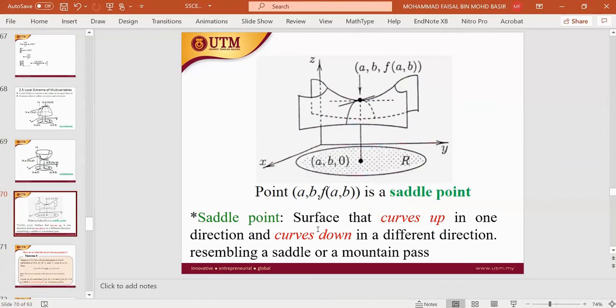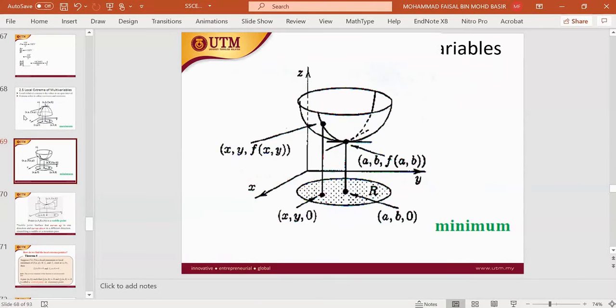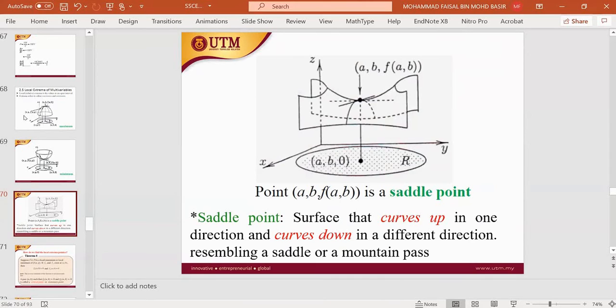And the saddle point. Saddle point means there is no max, there is no min. Okay? No max, no min. So we call them saddle point. A surface that curves up in one direction and curves down in a different direction, resembling a saddle or a mountain pass. Okay? So this is just the geometrical interpretation.